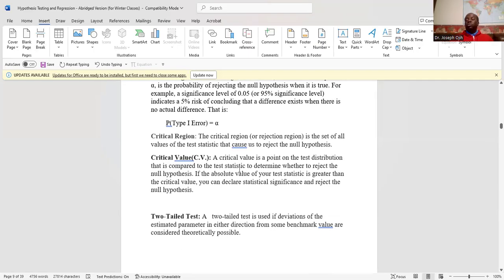The critical region is what we call the rejection region. If your answer falls in the critical region, you reject it. If it does not fall in the critical region, you don't reject it. And the critical value is the line that demarcates the rejection region from the non-rejection region.